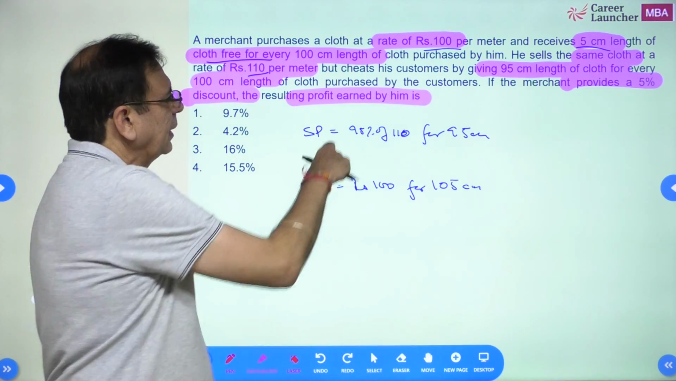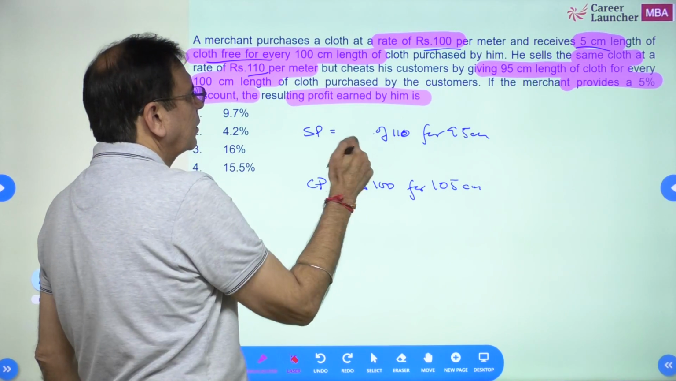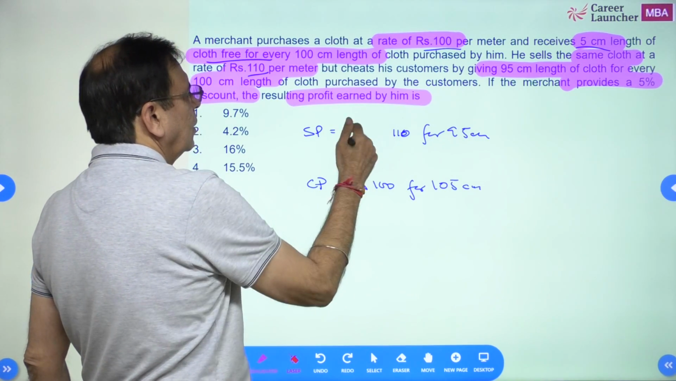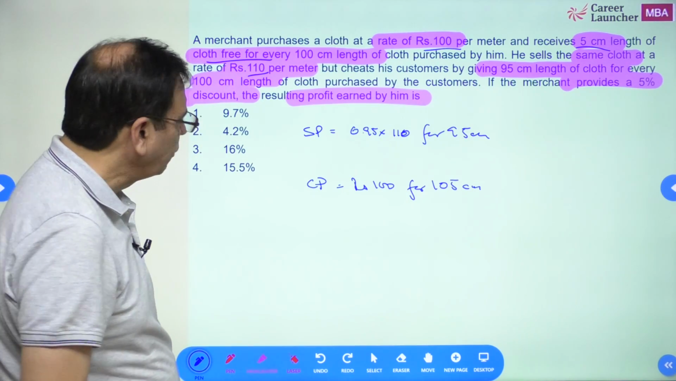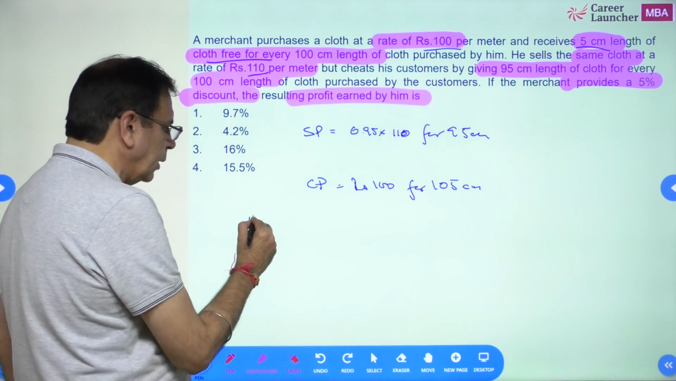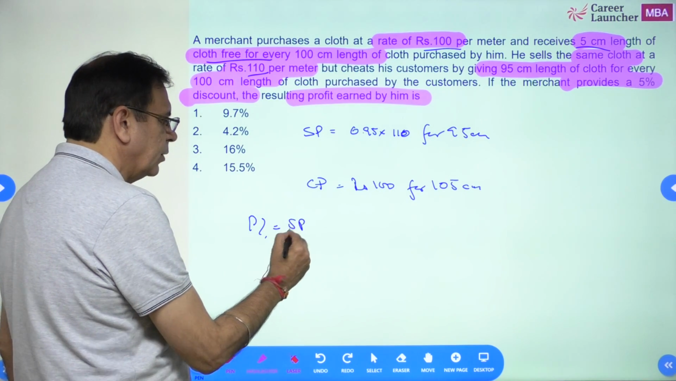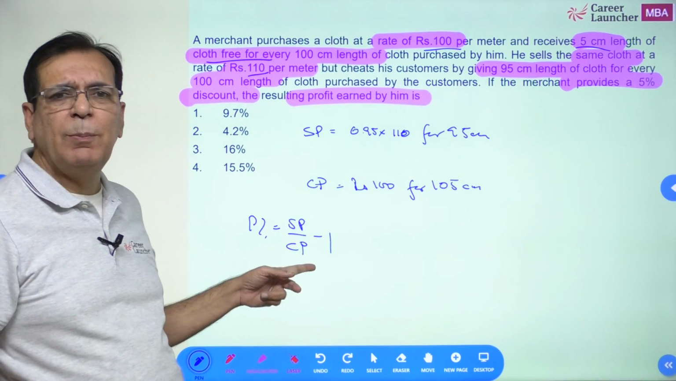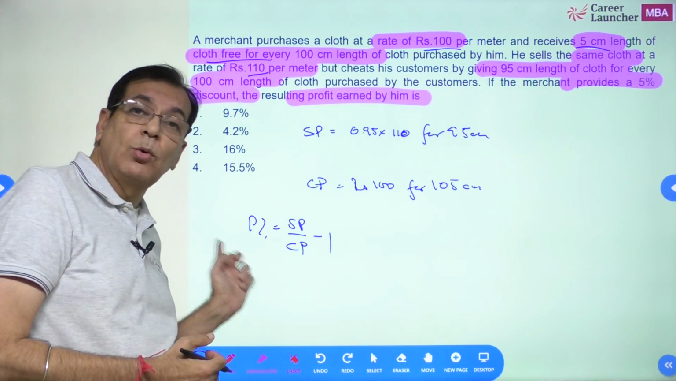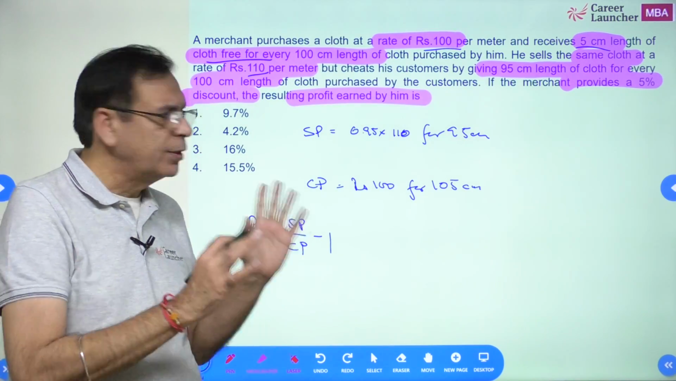Okay. So can I write this as 95% या 0.95 लिख दें? So 0.95 of 110. Okay. What is profit percentage? We need the profit percentage. Profit percentage is nothing but SP by CP minus 1. लोग बहुत बड़ी बेवकूफ़ी करते हैं, SP minus CP कहते हैं. That's a waste of time. Always go for this one. This is a simple jugaad which you need to remember.